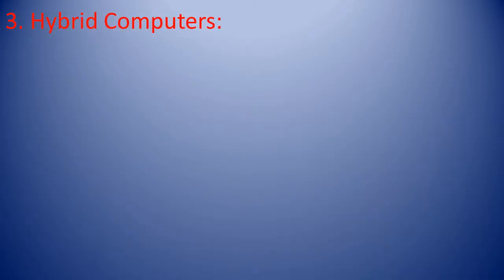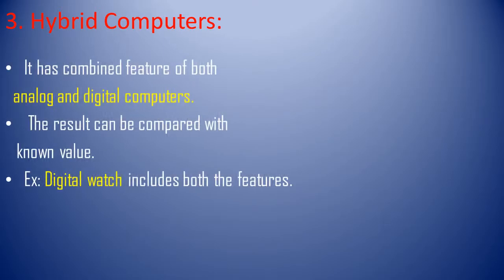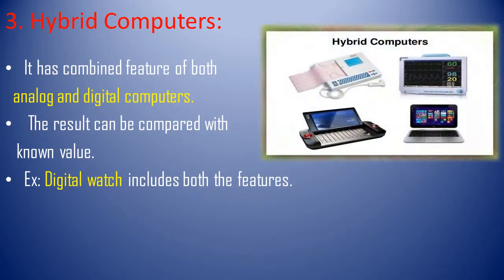Last one is about hybrid computers. It has combined features of both analog and digital computers. The result can be compared with a known value. Example, digital watch including both the features. You can see in that example the analog value and the digital value also.